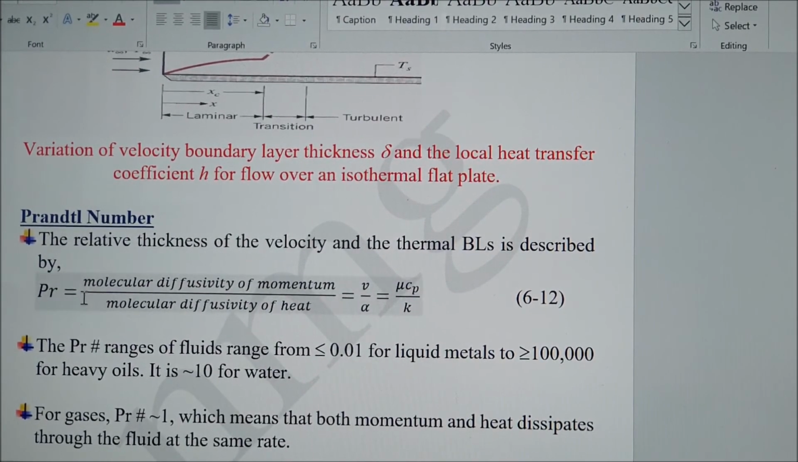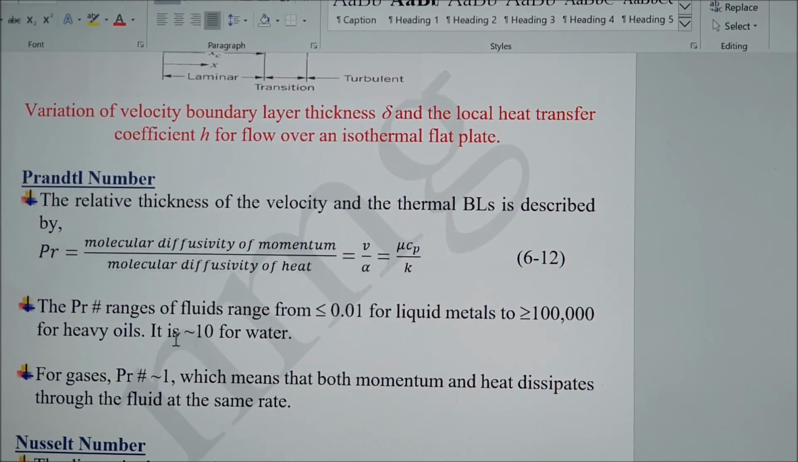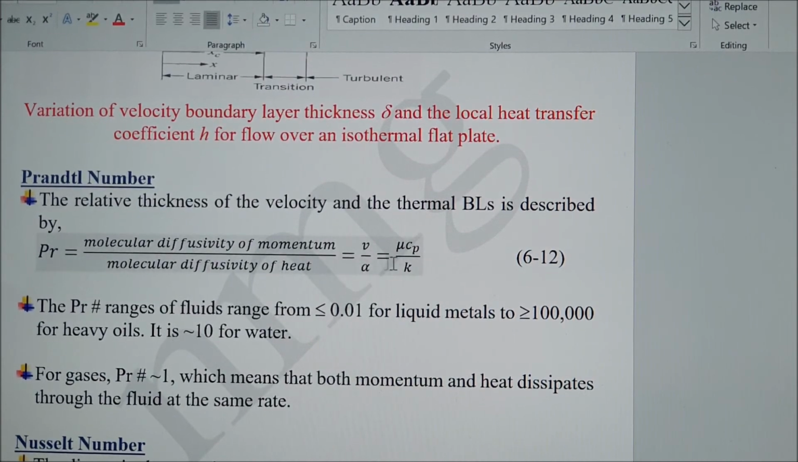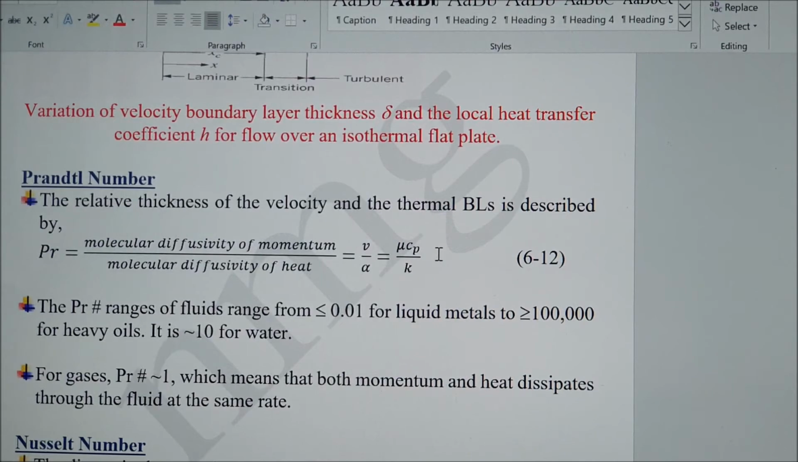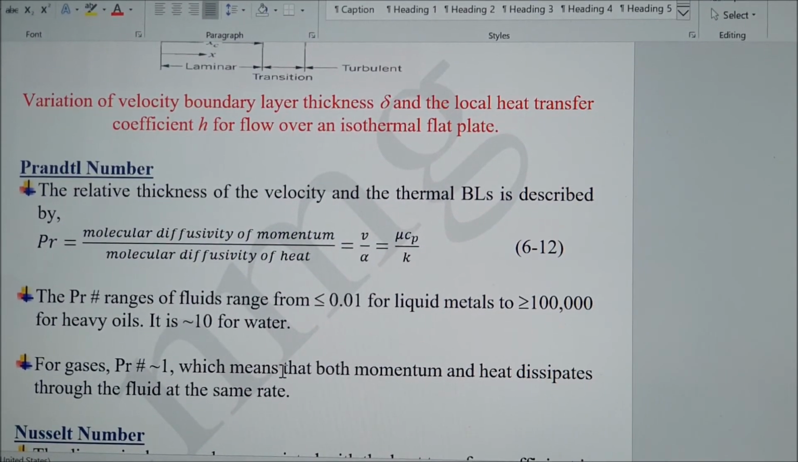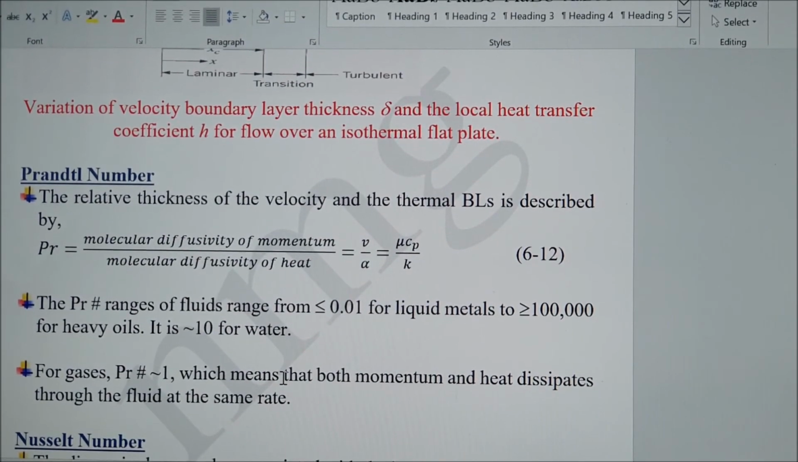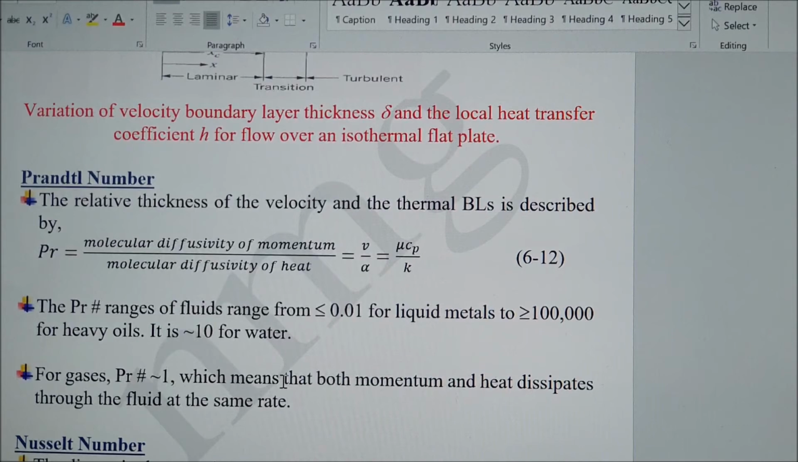Prandtl number is just the ratio of the molecular diffusivity of momentum, that is mu multiplied by Cp, and divided by the molecular diffusivity of heat, which is just k. Simplified, you can get this equation 6-12 in your Cengel. Now, the Prandtl number ranges for fluids from less than 0.01 for liquid metal to above 100,000 for heavy oil. This is about 10 for water.